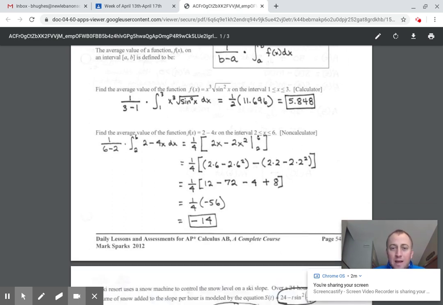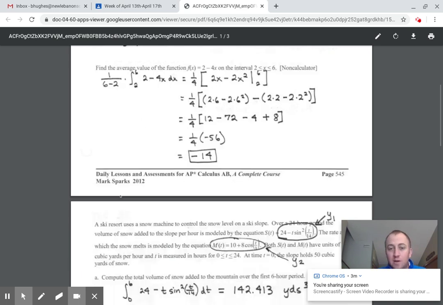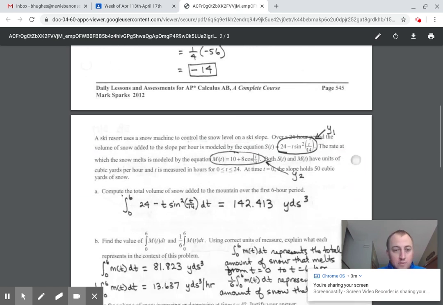The second one would be a non-calculator problem, just because we know how to find the antiderivative of 2 minus 4x. Antiderivative of 2 is 2x. Antiderivative of negative 4x would be minus 2x squared. So if I'm going from 2 to 6, we would have 1 over 6 minus 2, and then times the integral from 2 to 6 of the antiderivative of our function, which is given. And then I'm just plugging in 6 minus plugging in 2, getting it all the way down to negative 56, and then multiplying it by 1/4. So our average value of that function is negative 14 from 2 to 6.